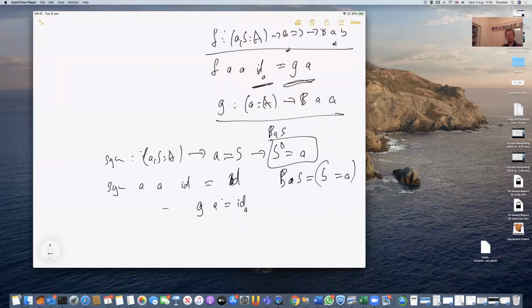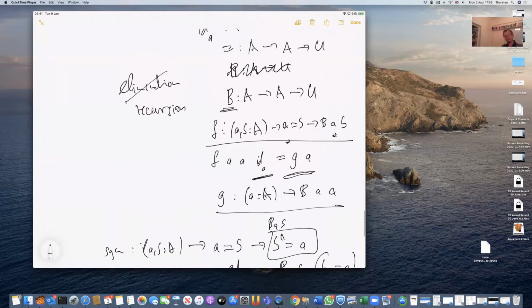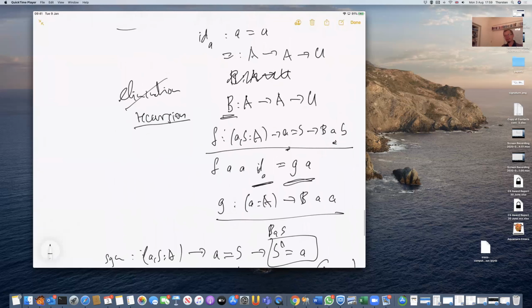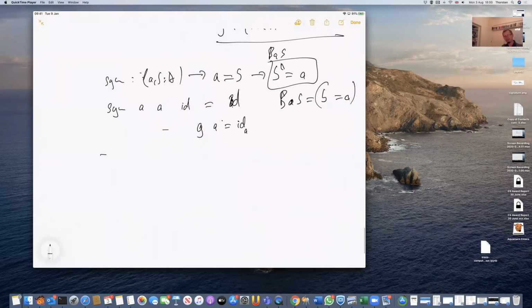And transitivity also works. So you can do lots of things with this already. Any standard equational reasoning can be done with this recursion principle. Now I tell you the elimination principle. It's not very different.